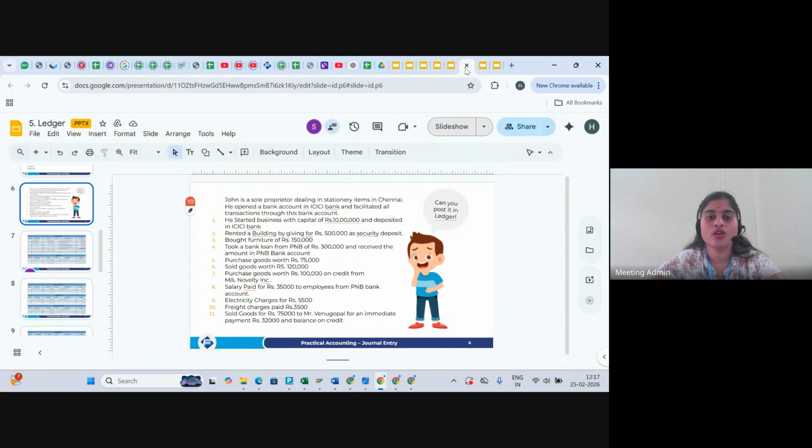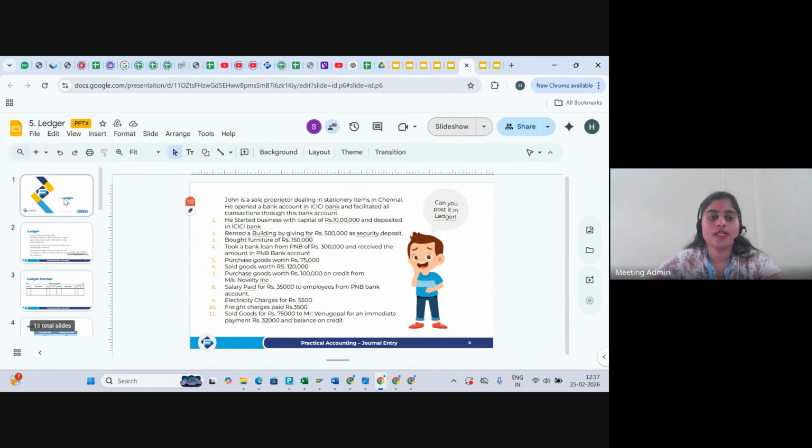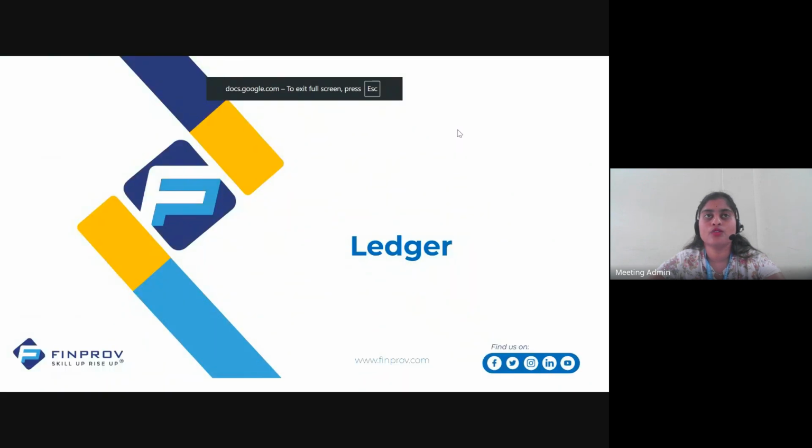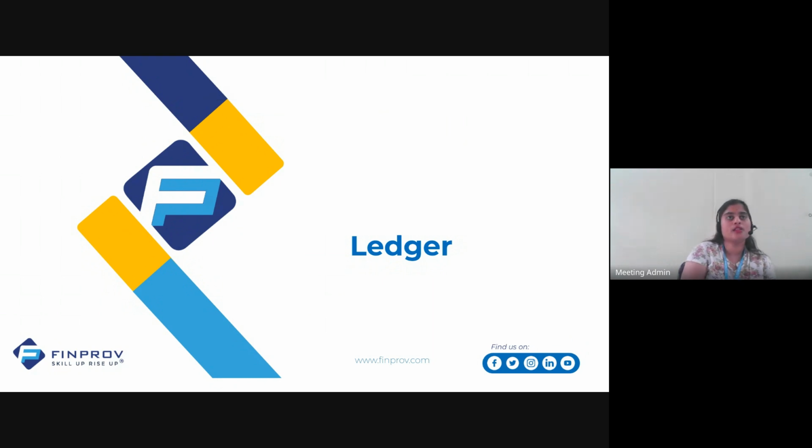Okay, let me go to the next concept. The next one will be the ledger account. So what do you mean by ledger? These and all the things we have learned, now we are going into depth, guys. You can tell me what is the meaning of ledger?